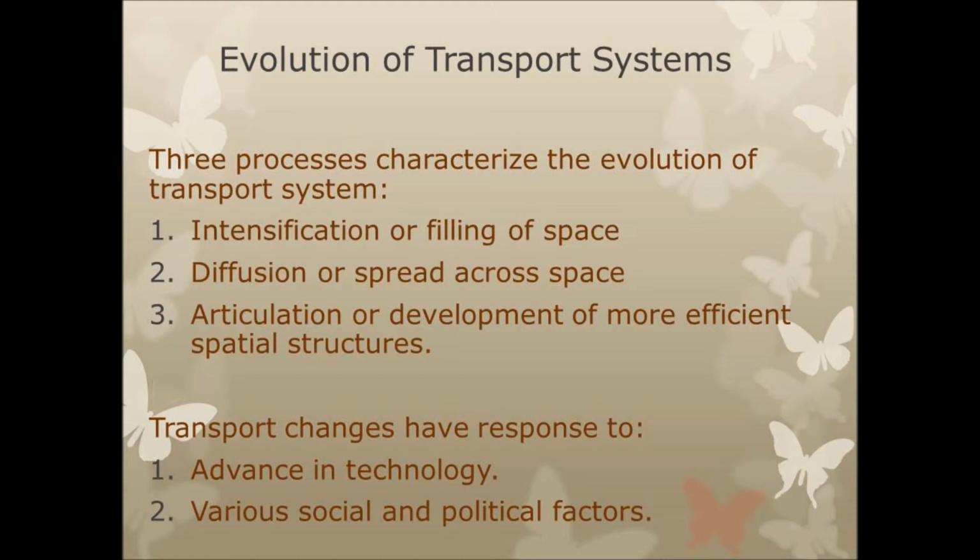Transport systems. Three processes characterize the evolution of transportation systems: intensification, diffusion, and articulation. Intensification is the filling of space. Diffusion is spread across space, and articulation is the development of a more efficient spatial structure. So transport changes are a response to advancing technology and various social and political factors.